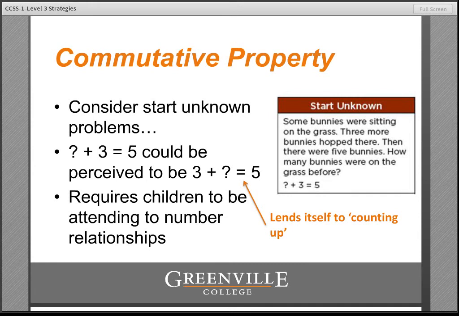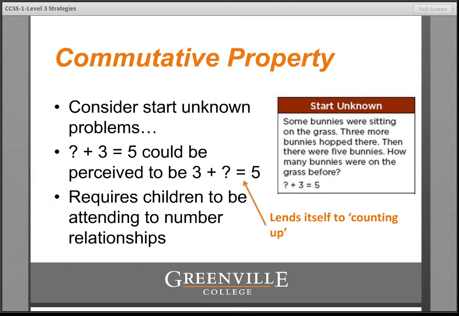Now, this is not something that will make sense to a child who is primarily operating at level 1, though, because level 1 children are really attending more to the story context than they are to number relationships. So they need some more experience building number relationships before they could ever comprehend why that would be true.